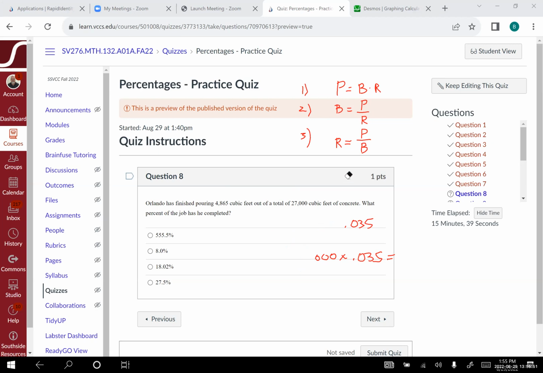All right, next. Orlando has finished pouring 4,865 cubic feet out of a total of 27,000 cubic feet of concrete. What percent of the job has he completed? So it asked me what percent. So that means I'm looking for the rate. The whole, the base, is the 27,000. The part of that is the 4,865. So my rate will be equal to the part divided by the base.